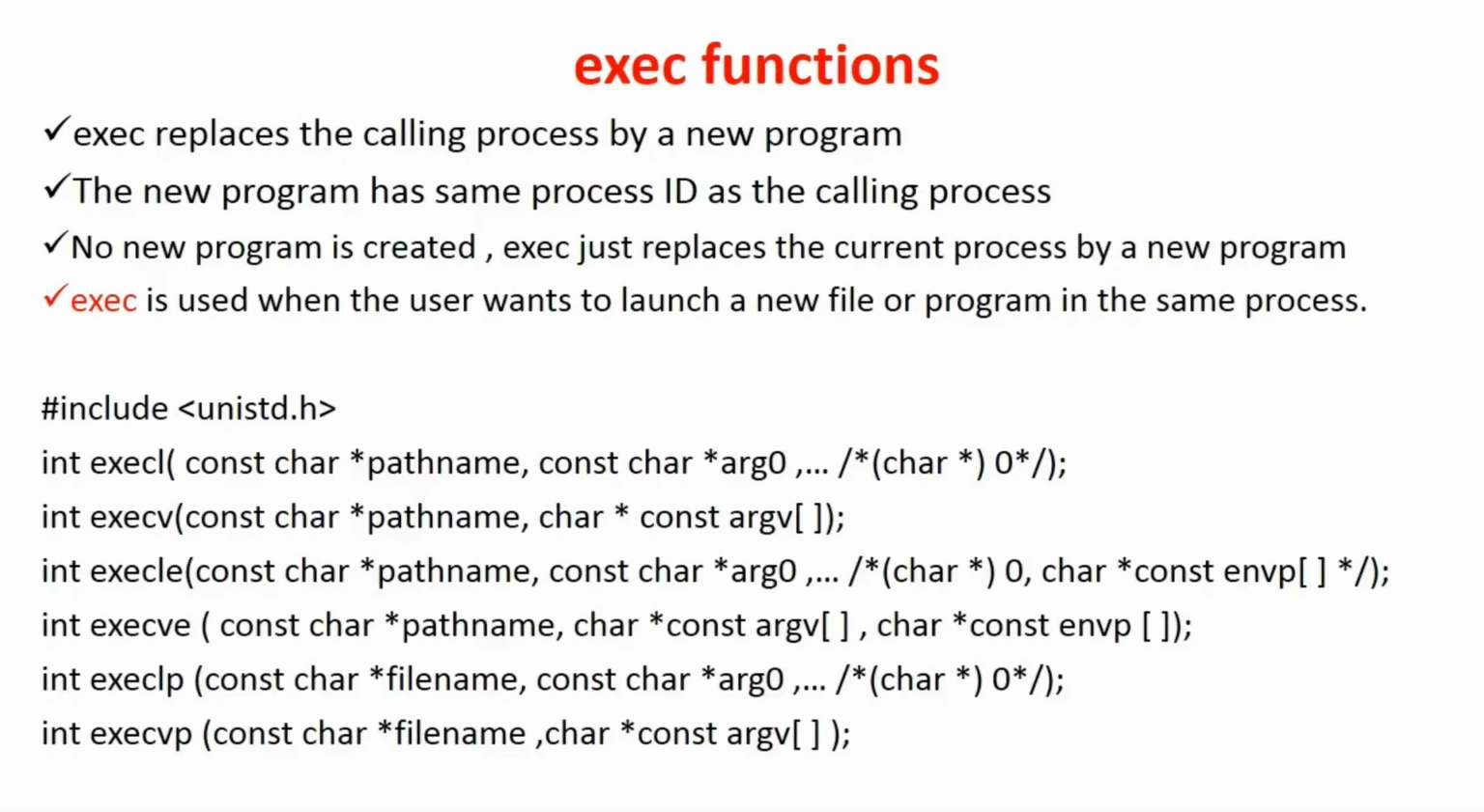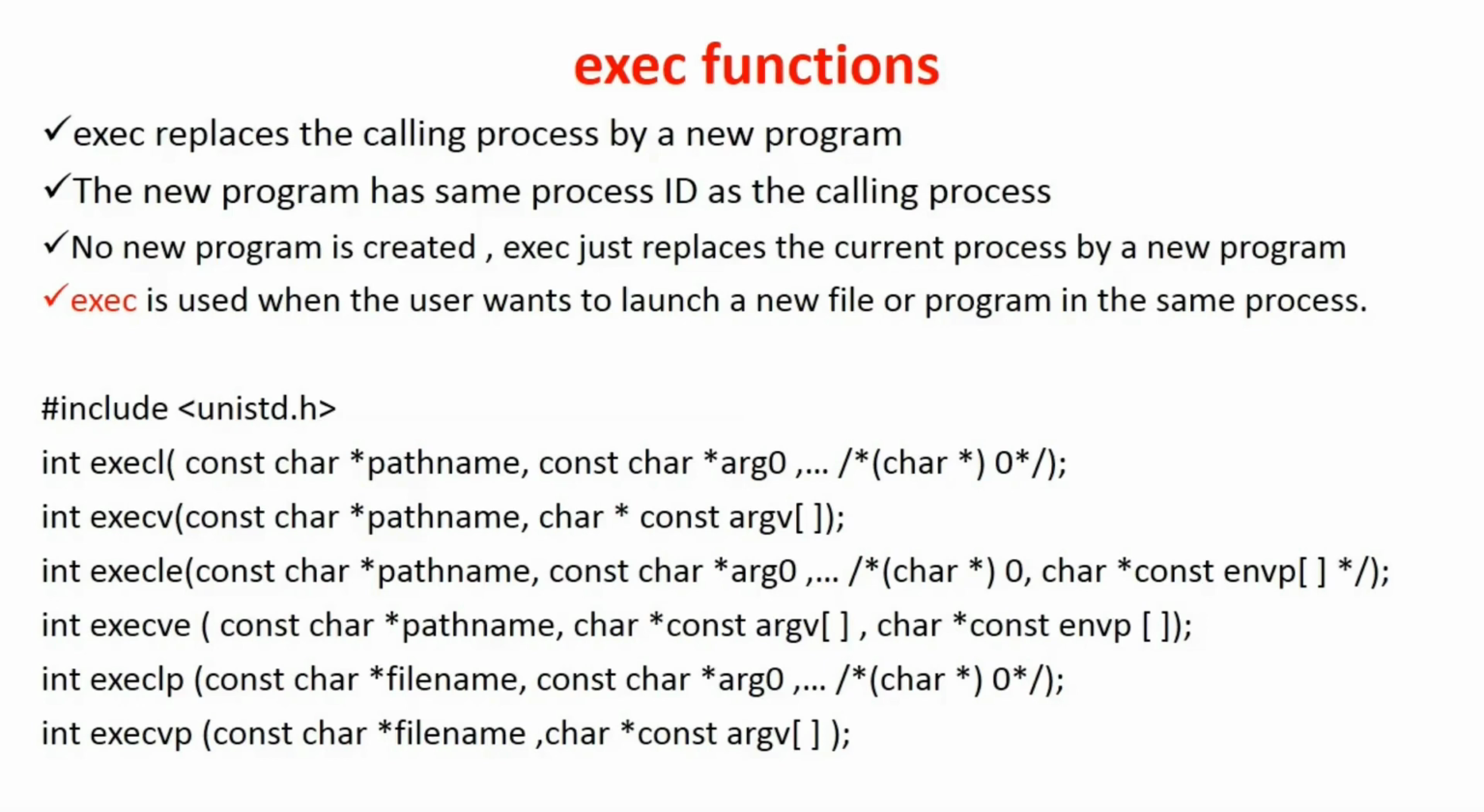Next one is the exec functions. The exec function replaces the calling process by a new program. The new program has the same process ID as the calling process. So here no new process is created. The exec function just replaces the current process by a new program. The new program is not created once again; the function just replaces the current process. We'll see an example later.